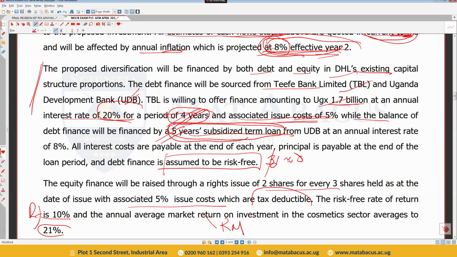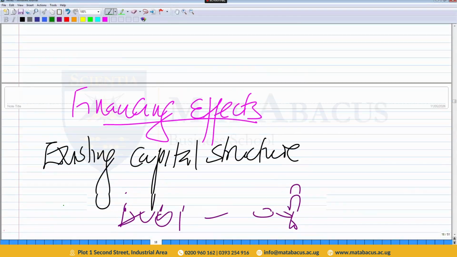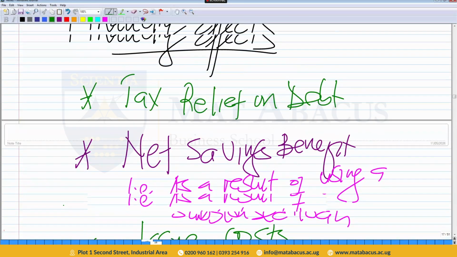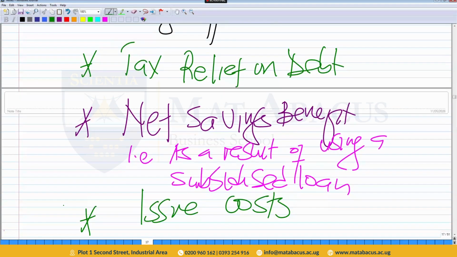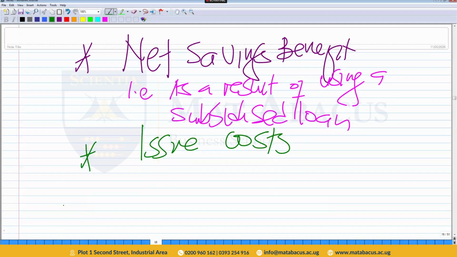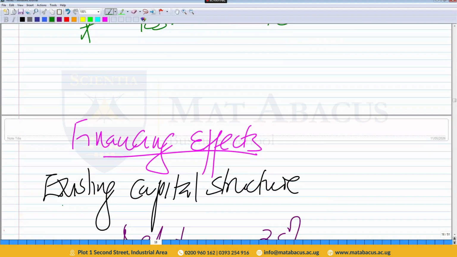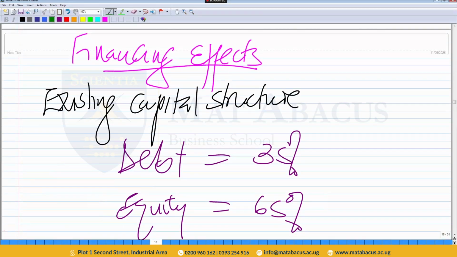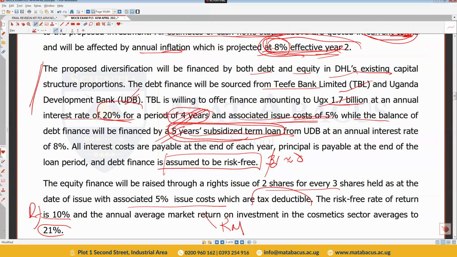So when we go back to our notes here, capture the marks. We did say when you're dealing with financing effects, you should trace the tax relief on debt. That's what I want to deal with. Then I come to net savings benefit. Me, I prefer to conclude with the issue costs, or you can start with the issue costs. Now, the tax relief on debt.